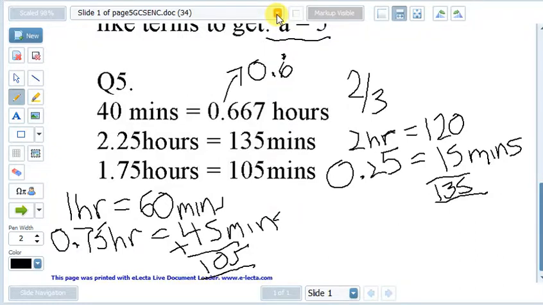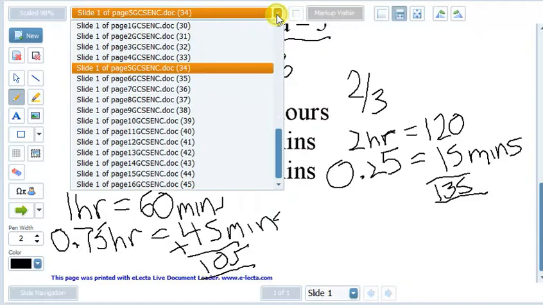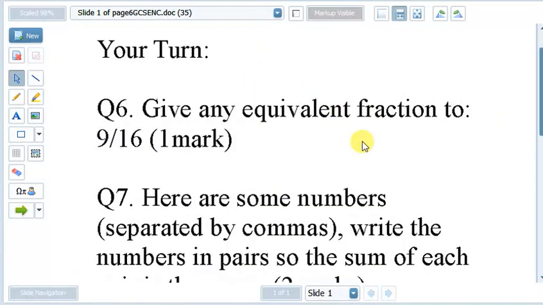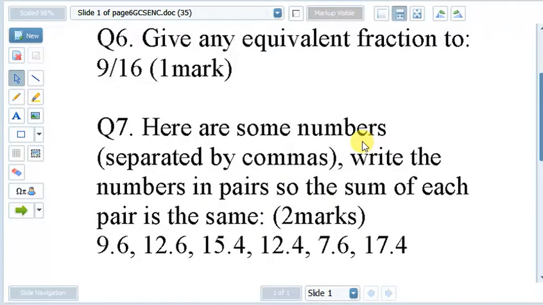Give yourself a big well done if you managed to get all of those correct. And we're going to move on to your term. Question 6. So again, we've got to write out the questions and then answer them.